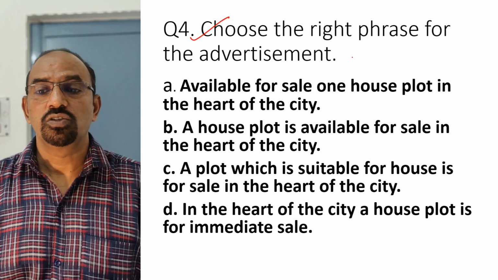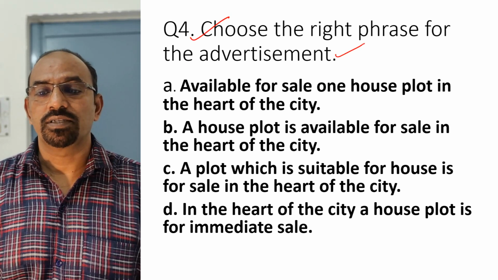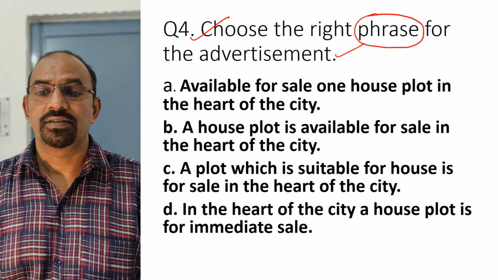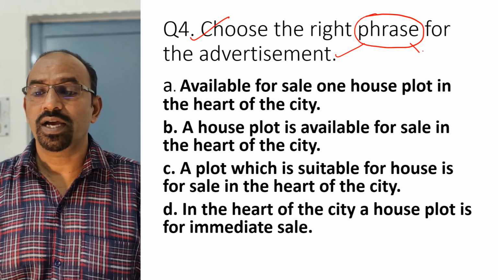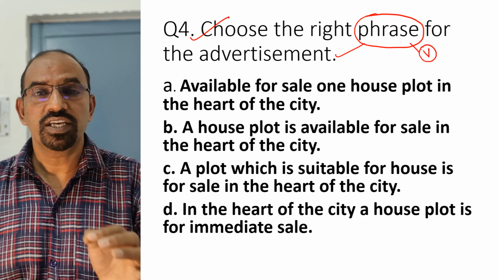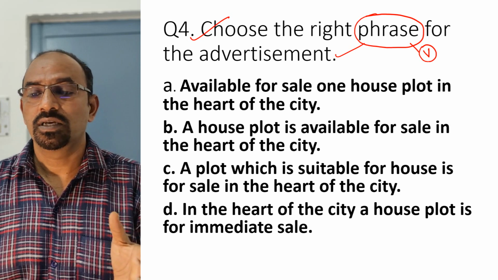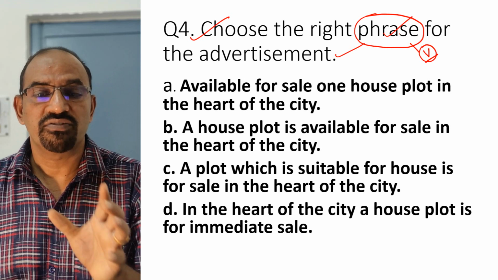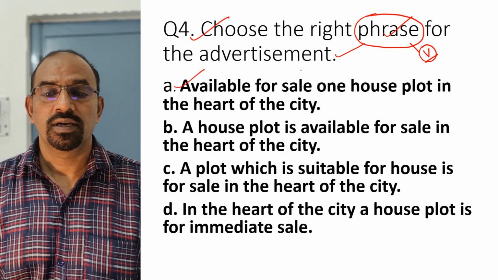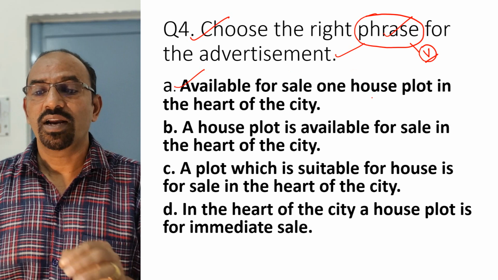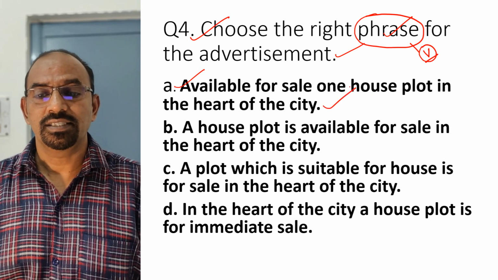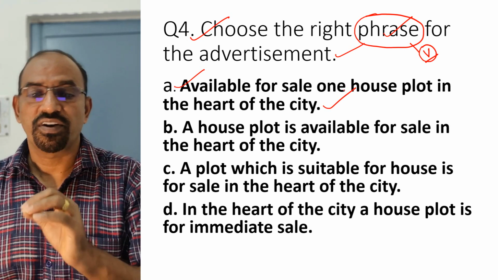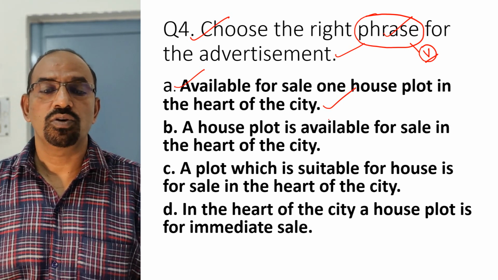Question number 4. Choose the right phrase for the advertisement. Here you are asked to choose a right phrase. A phrase sometimes doesn't have a verb. If you use a verb with the subject, it turns into a sentence. So here you are asked to choose a phrase. Look at the first one. Available for sale, one house plot in the heart of the city. Yes, this is a phrase and good for a phrase.